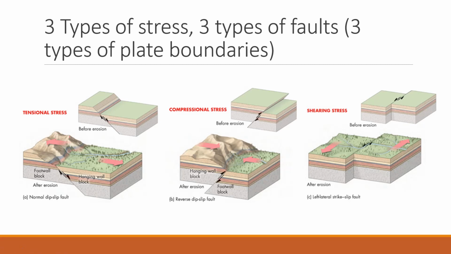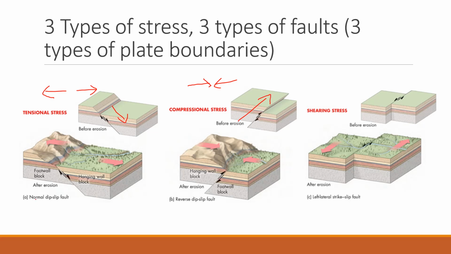Tensional, we are pulling things apart. When we do that, the hanging wall will drop down with gravity. So this is called a normal fault. Compressional is where we are pushing things together. When we push things together, the hanging wall tends to move up against gravity. We call this a reverse fault.